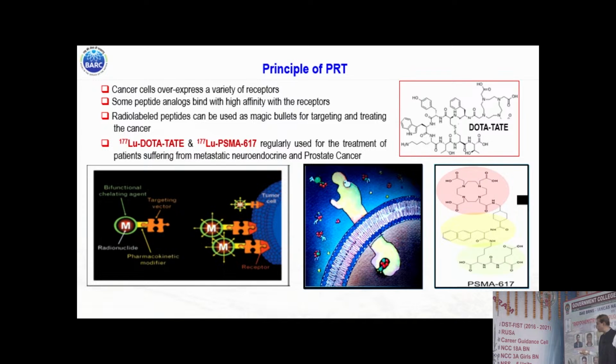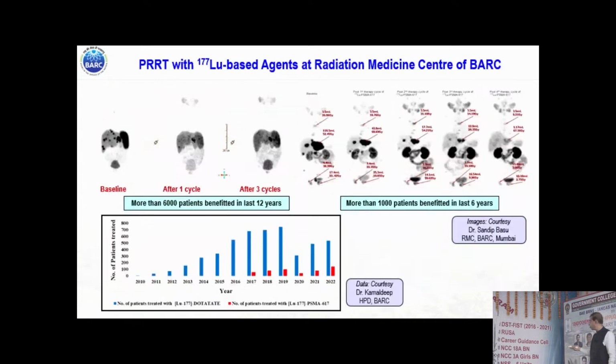And this is the latest development. Somewhere in 2014 it has come, called PSMA 617. Only 3 amino acids are there, and it targets prostate specific membrane antigen. So, it goes to the prostate and takes the radioisotope to the prostate. I will show you some examples.